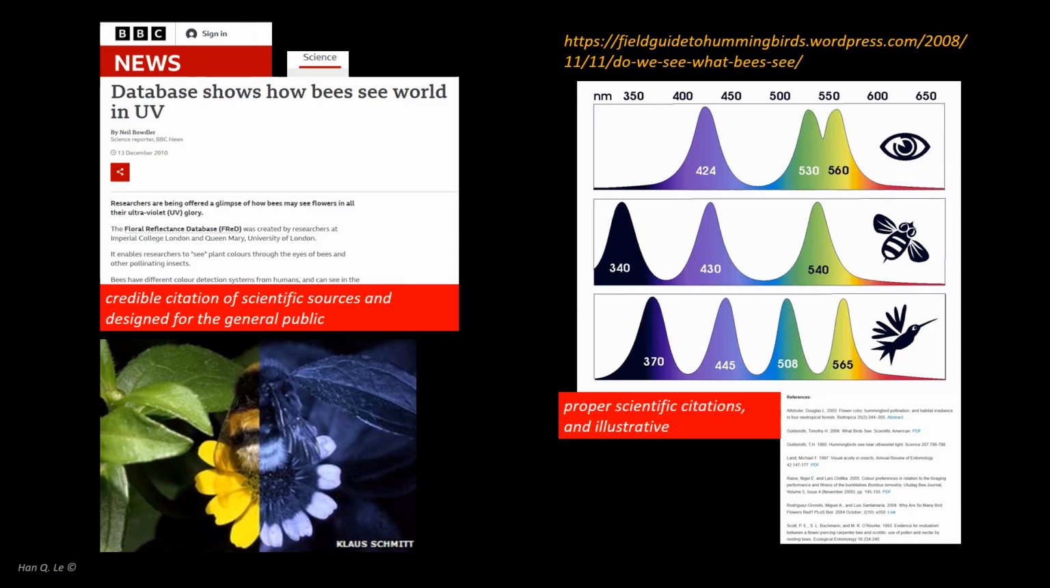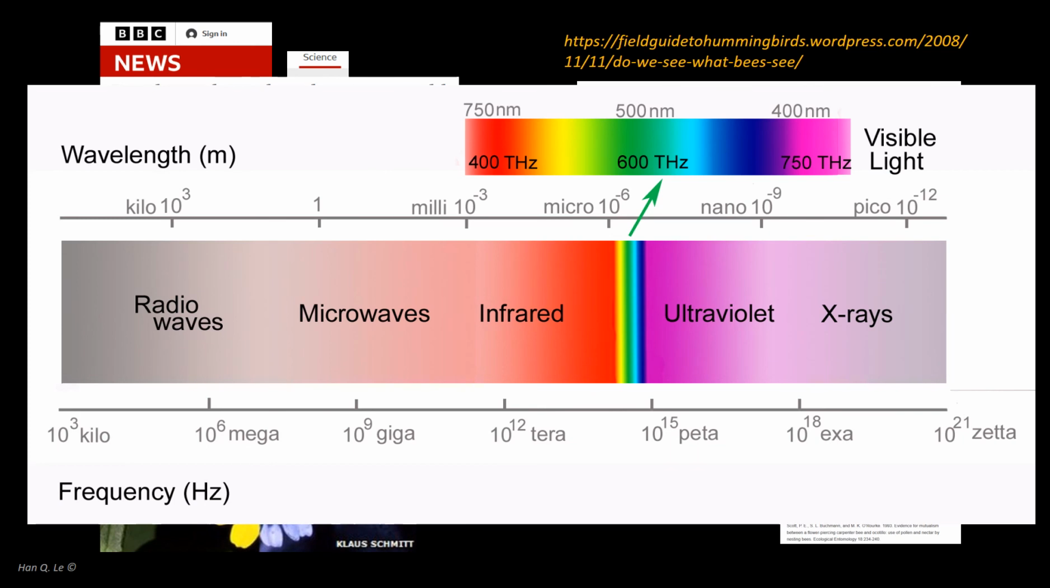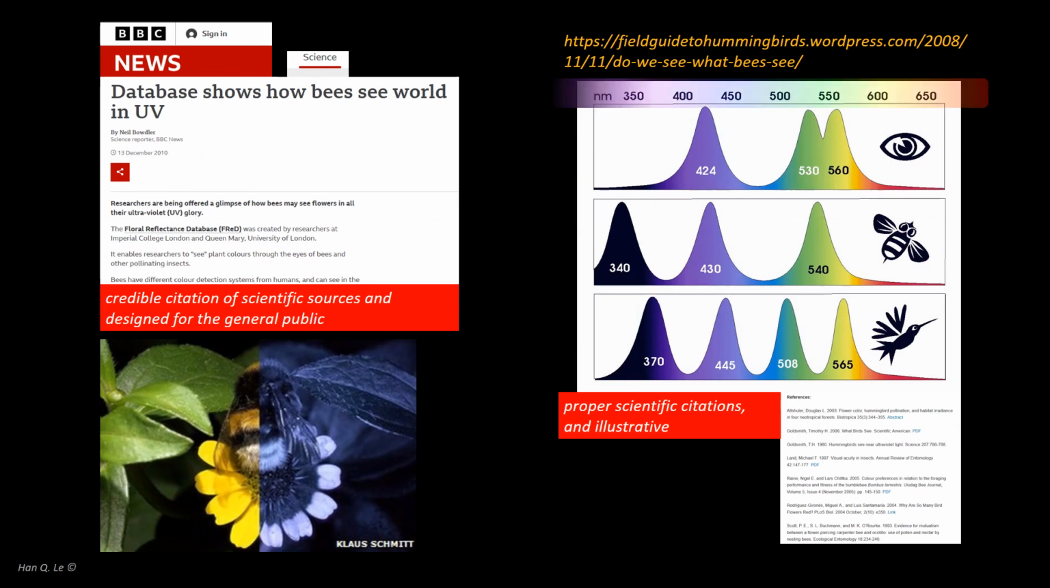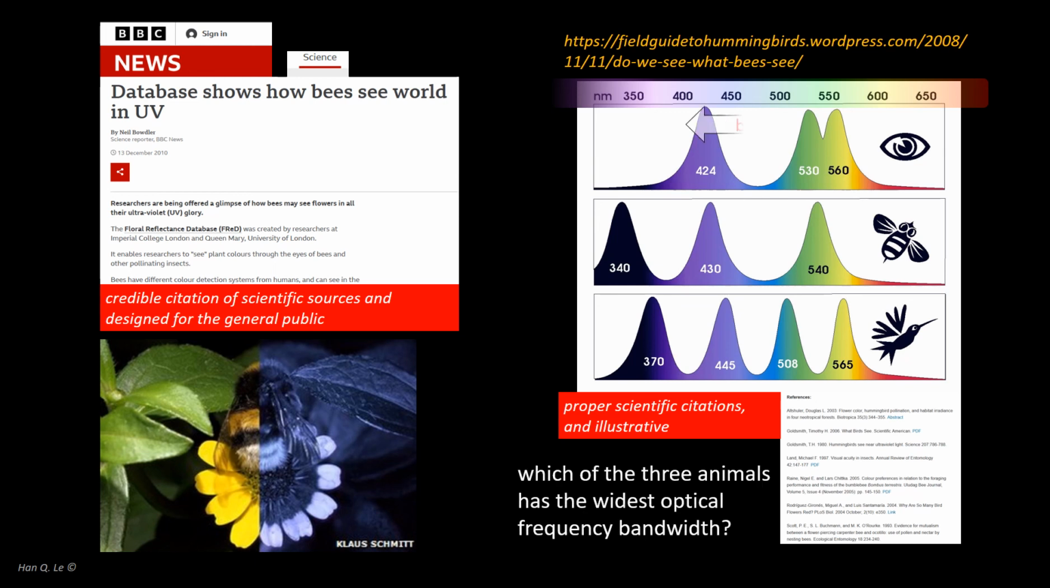Here are some similar examples for the visual spectral response. It is of the same concept as frequency response, except that the physical stimulus here is the electromagnetic wave in the several hundred terahertz range, hence, it is more conventional to use wavelength, as shown on the right-hand side chart in the unit of nanometer, instead of terahertz. The chart on the right has a proper balance with correct scientific citations as well as informative illustration. Based on the chart, can you tell which animal of the three has the widest bandwidth?